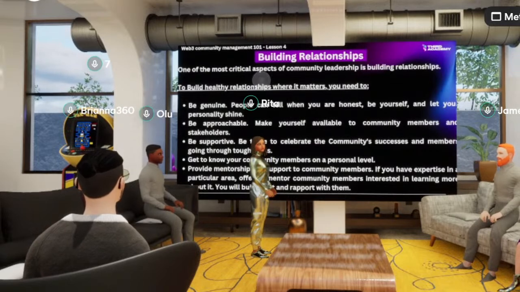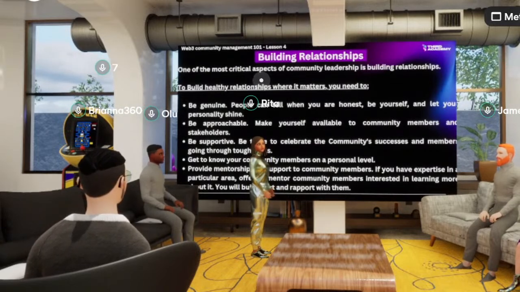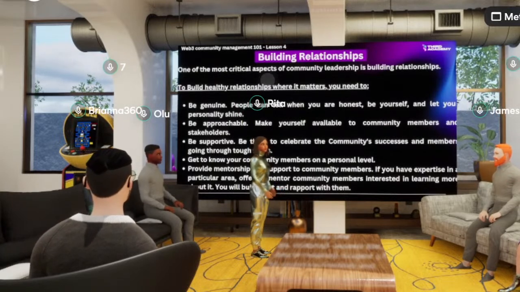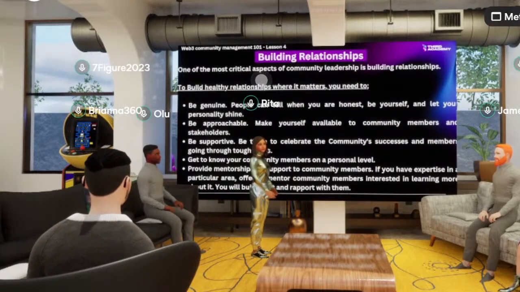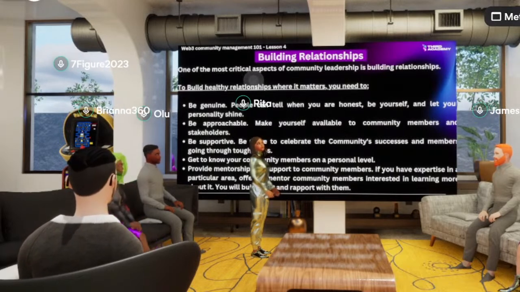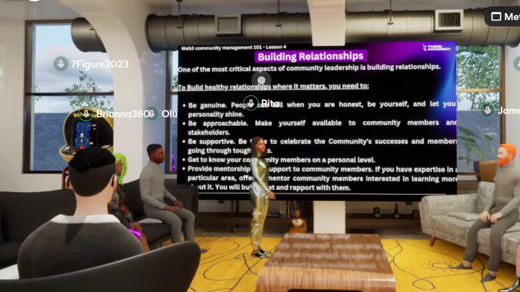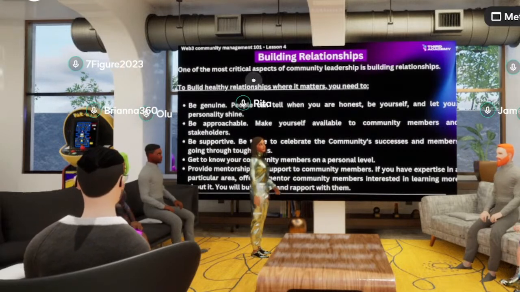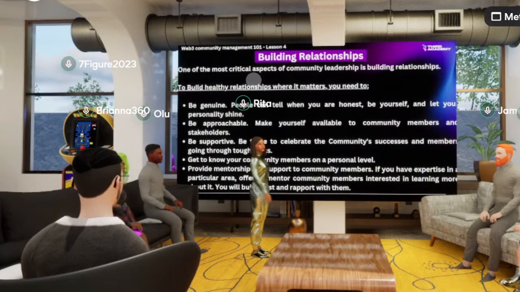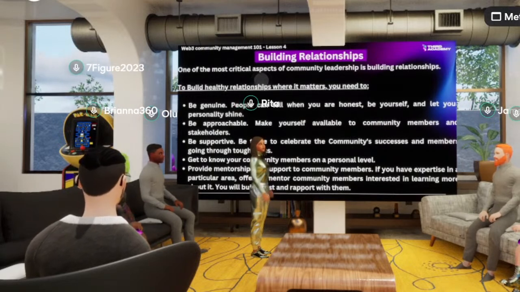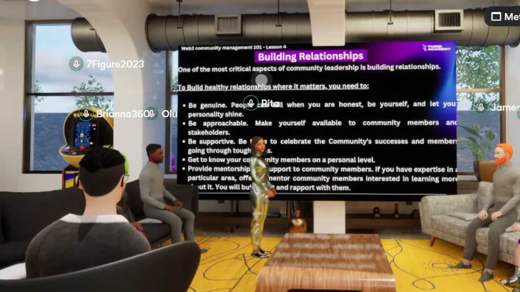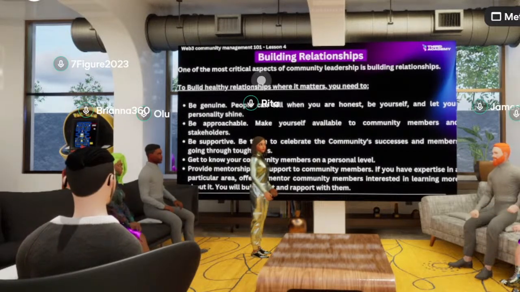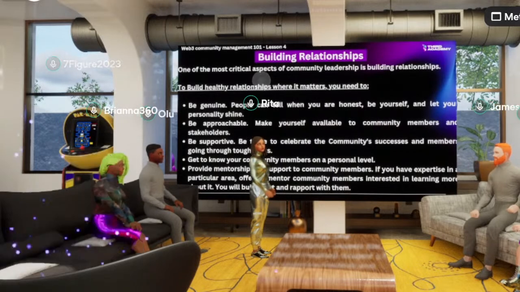Also be approachable. Make yourself available to community members and the stakeholders. Be open to answering questions and providing support. If there's a community discussion that's happening, participate, right? Participate in community discussion, answer questions, share helpful content. This will help you to get to know your community members and build a reputation as a knowledgeable and valuable resource.